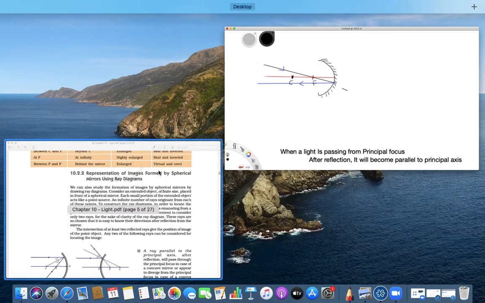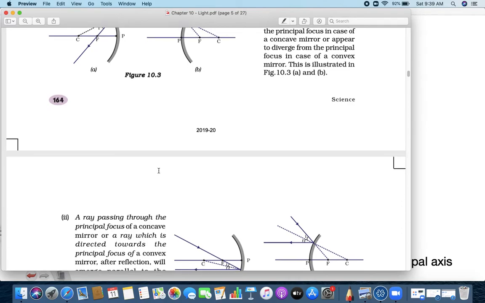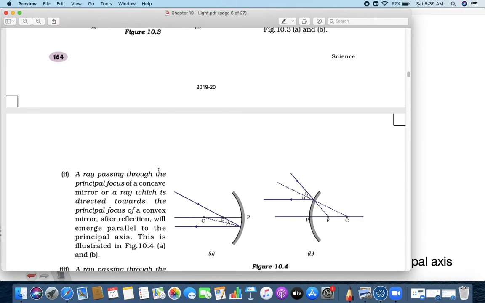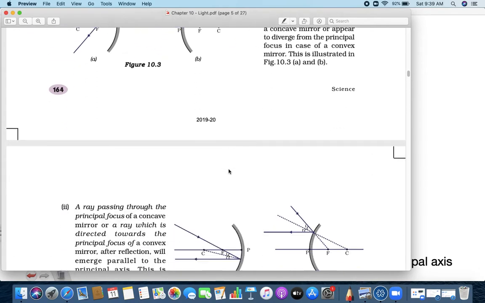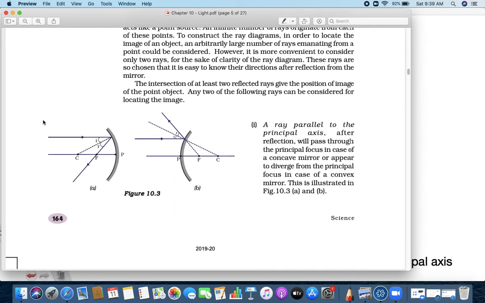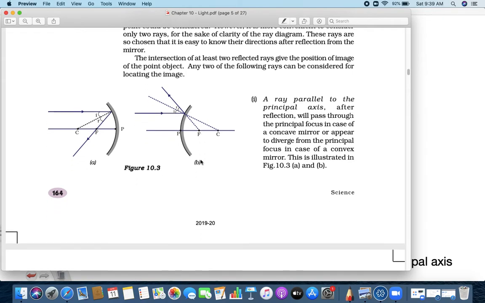Let me show you in the textbook quickly. So the same is the case. See, the first case we saw: when the ray is parallel, after reflection it passes through F. Similarly, for a convex mirror, it will go up, right? But when you extend it, it passes through F only.